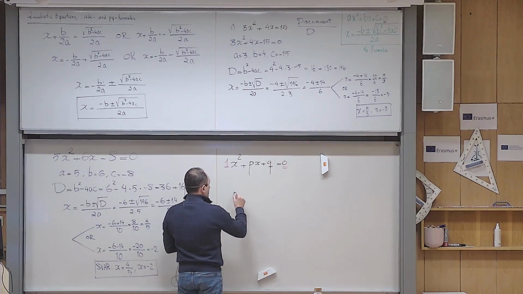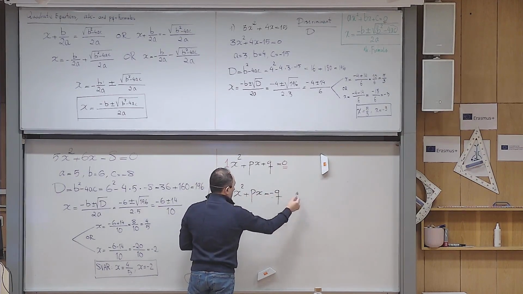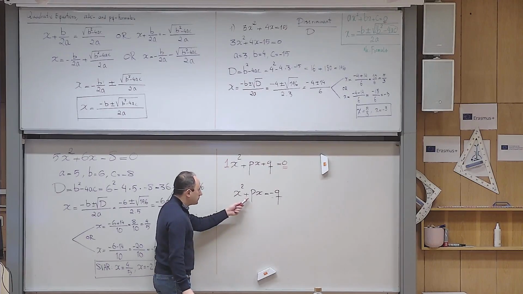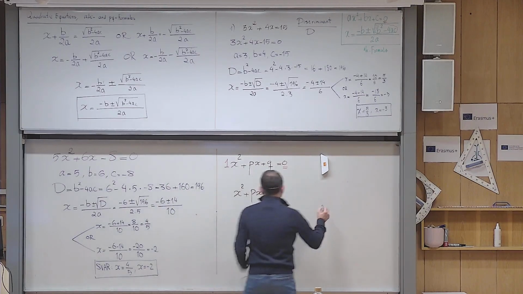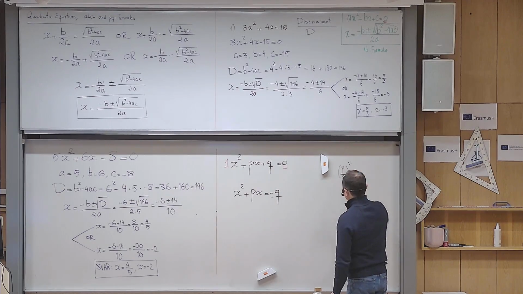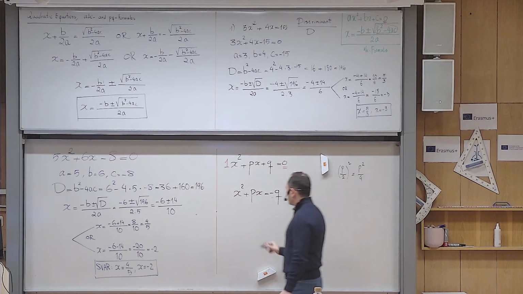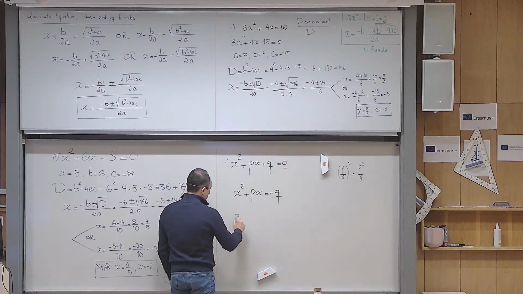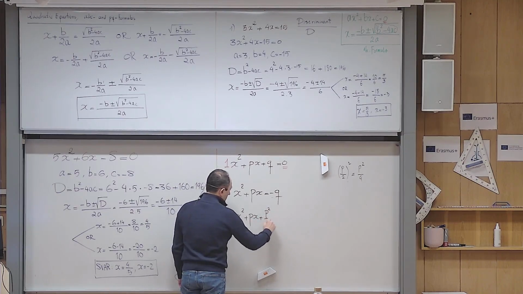So this becomes x squared plus px is equal to minus q. Then the rule of thumb works immediately. And it's not a surprise because the coefficient is already one. Okay? So what is the rule of thumb? You divide this number by 2 and then square it. It becomes p squared over 4. This is the one that you have to add. So what happens? It becomes x squared plus px plus p squared over 4.